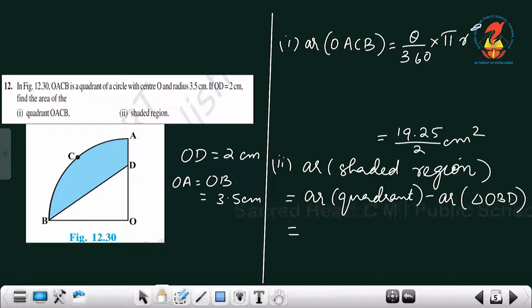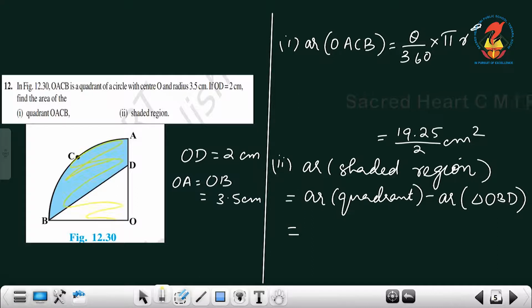OACB is a quadrant of a circle with center O and radius 3.5 centimeter. That means OA is equal to 3.5 and OB is equal to 3.5 and OD is given as 2 centimeter. Find area of the quadrant. Area of the quadrant means this part you have to find.